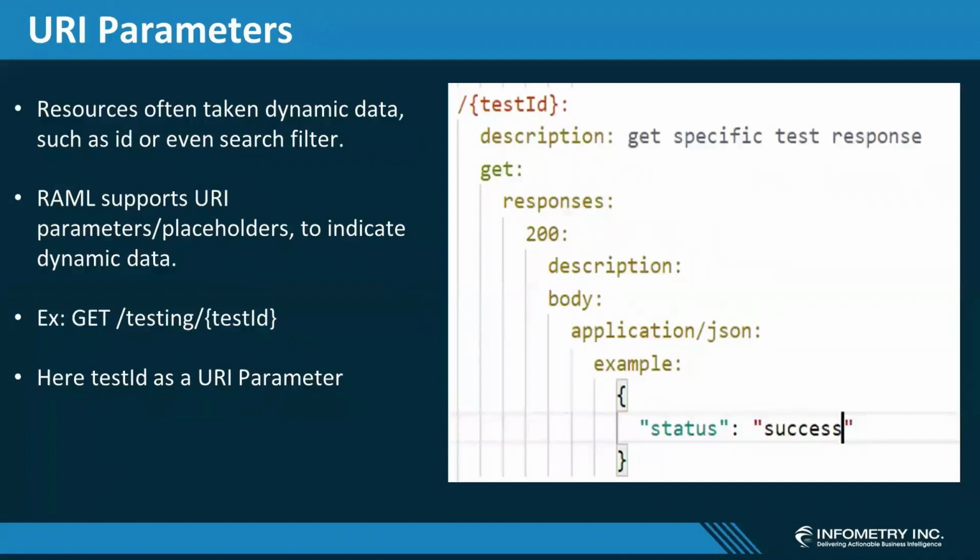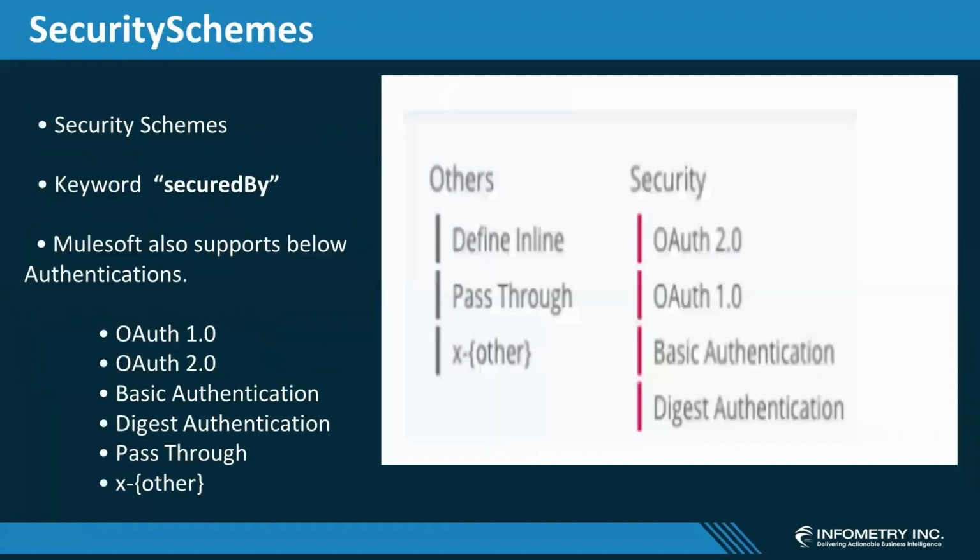I have added it for the GET method here. I have not added it for the entire resource. I have added it for the GET method just to show you how you can add it for the GET method. You can see underneath the GET, I did not add any query parameter or body, because it's a GET method. We can directly mention the responses, and I'm considering the 200 OK response here as well for this particular resource with testId. So that is all about URI parameters. Let's move on to the security schema.